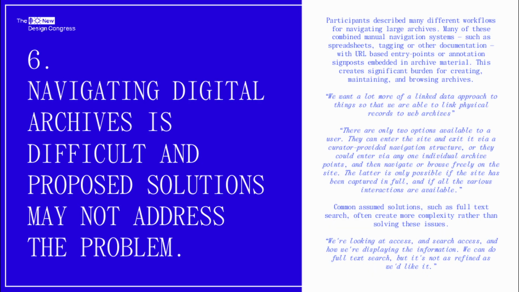Just noting the time, we might move a little faster with these. Number 6: navigating digital archives is difficult and proposed solutions may not address the problem. This is quite straightforward. I think anybody on this call who deals with a large archive could understand how difficult navigating these systems is. We found that there are two main ways people do this. One is manual navigation systems, like having a complementary spreadsheet or using tagging, which is a highly manual process. The other is to use URL-based entry points or annotation signposts embedded inside archive materials.